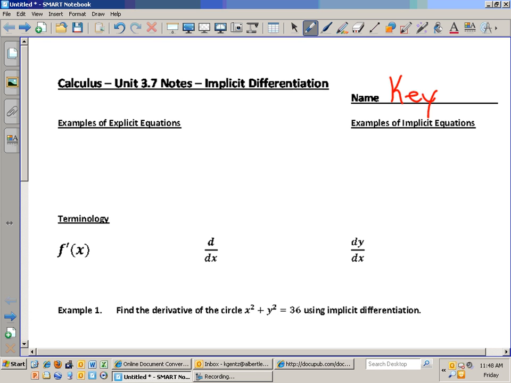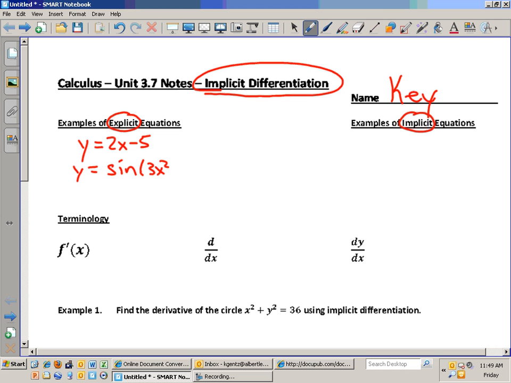So today we want to cover something called implicit differentiation. I don't know how good I am at teaching this because I've only done it a couple times, so I'm going to do my best to explain it here, and bear with me if I make a mistake. But there are what we call explicit equations and implicit equations. Let me give you an example of some explicit equations. y equals 2x minus 5. y equals the sine of 3x squared. y equals 8 over x minus 2.